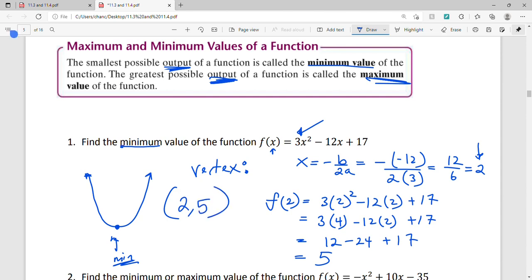But the question's asking what is the minimum value of the function. The minimum value of the function is 5. The minimum is equal to 5. That is the solution to the problem. Because the output is actually the y-coordinate. So the y-coordinate of the vertex is the minimum value of the function. The answer is not (2, 5). The answer is 5 because that's the minimum output of our function.